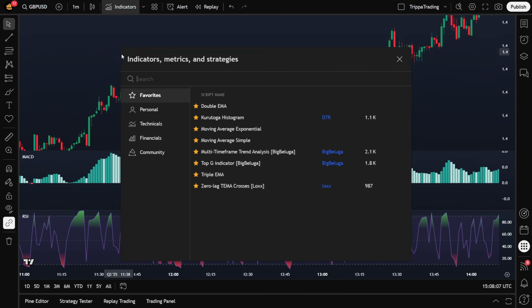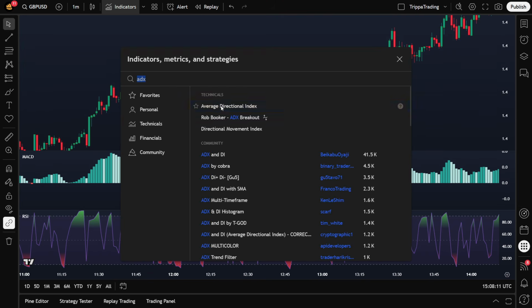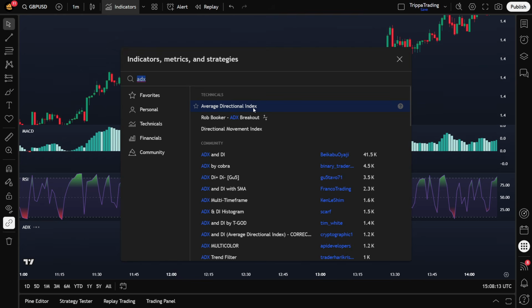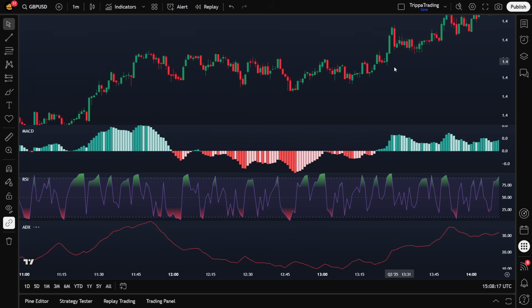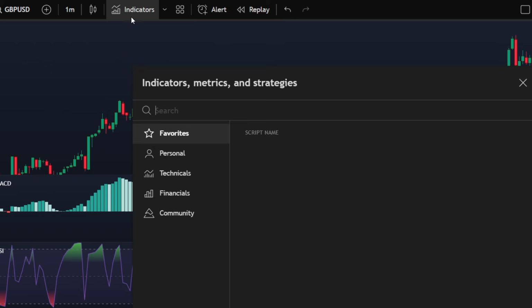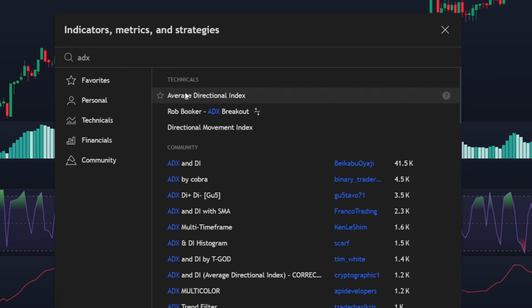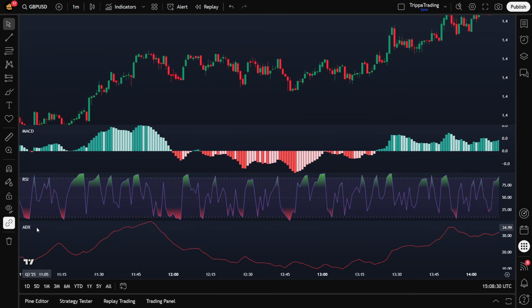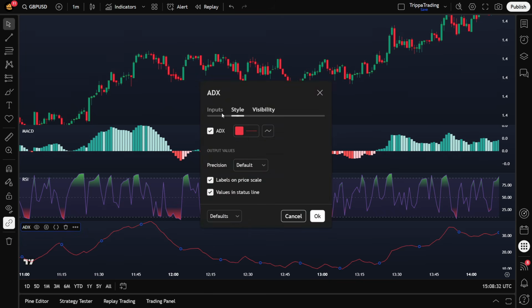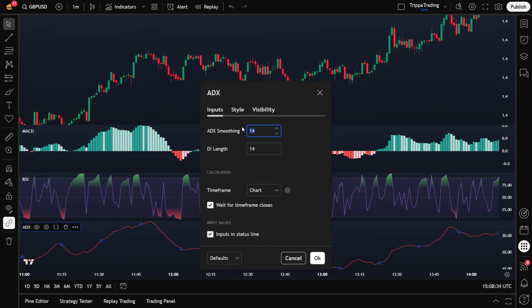To make this strategy even more reliable, you can add one more filter, ADX, the Average Directional Index. This indicator helps you measure the strength of the trend, so you can avoid entering trades when the market is moving sideways. To add it, just go to the Indicators tab and search ADX. Select the built-in one. Once added, open the settings and make sure the ADX length is set to 14, which is the default. Now here's how you use it.